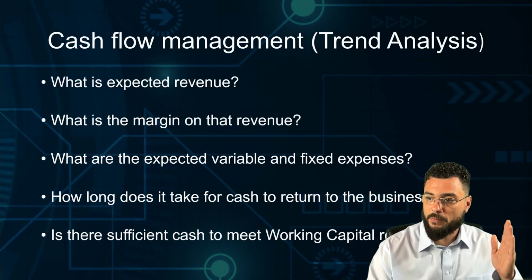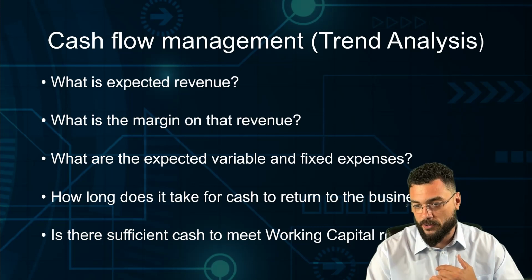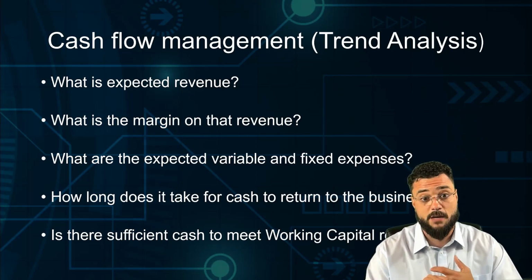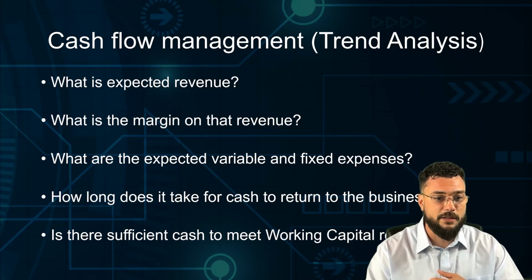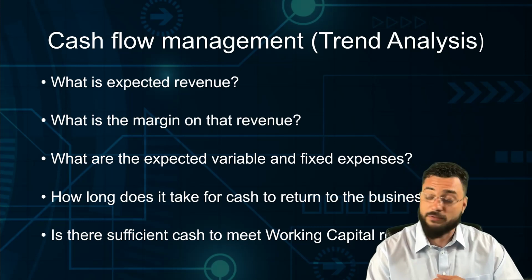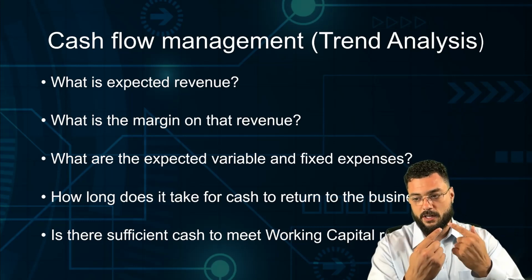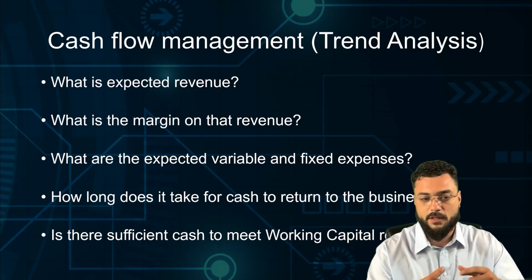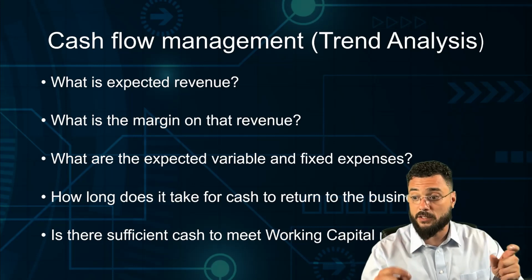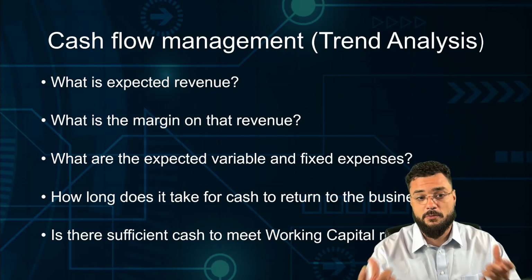So, cash flow management, trend analysis. What is your expected revenue? What's the expected margin on that revenue? What are the expected variable and fixed expenses? So COGS and operational expense. And how long does it take for that cash to return to the business? We will talk about that later with your cash conversion cycle. So when you send out $1, how long does it take for that $1 to come back, and how many friends does it bring with it? That's a very important concept that will dictate whether or not you can actually get loans through the bank, or even if a loan through the bank is appropriate.